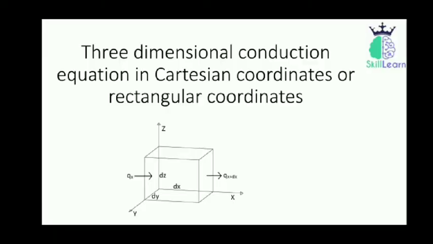So today we are going to discuss the three-dimensional conduction equation in Cartesian coordinates, or rectangular coordinates. So without wasting time, let's get started.